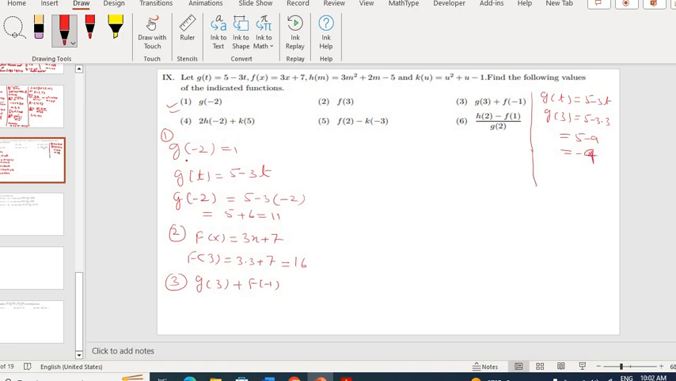And f of minus 1. So f(x) is 3x plus 7. So f of minus 1 means 3 times minus 1 plus 7. So minus 3 plus 7 means 4. So now I'm going to put here g of 3 is minus 4, plus f of minus 1 is 4. So the answer of that one is 0. This is the answer of question number 3.